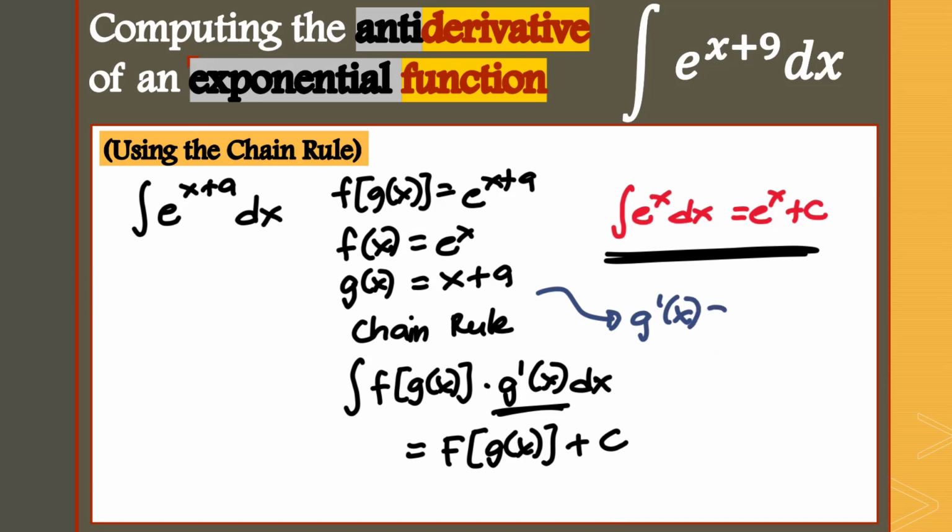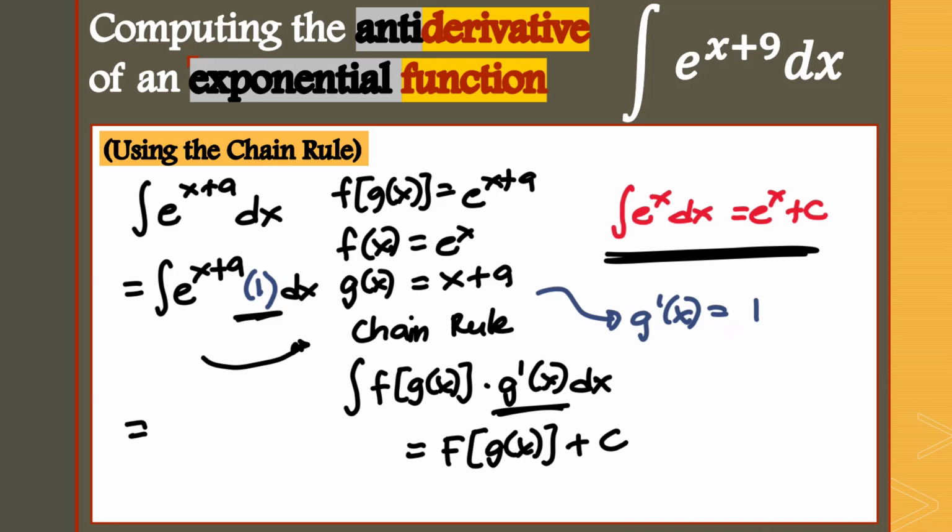Our g prime of x is just 1. So this example is actually very basic. We have another examples as well where our g prime of x is no longer equal to 1, because applying that here, it's just the integral of e to the power of x plus 9 using g prime of x to meet the criteria for chain rule dx. We don't need to divide this entire expression by another number because what we just multiplied here is just equal to 1. And that fits the chain rule.